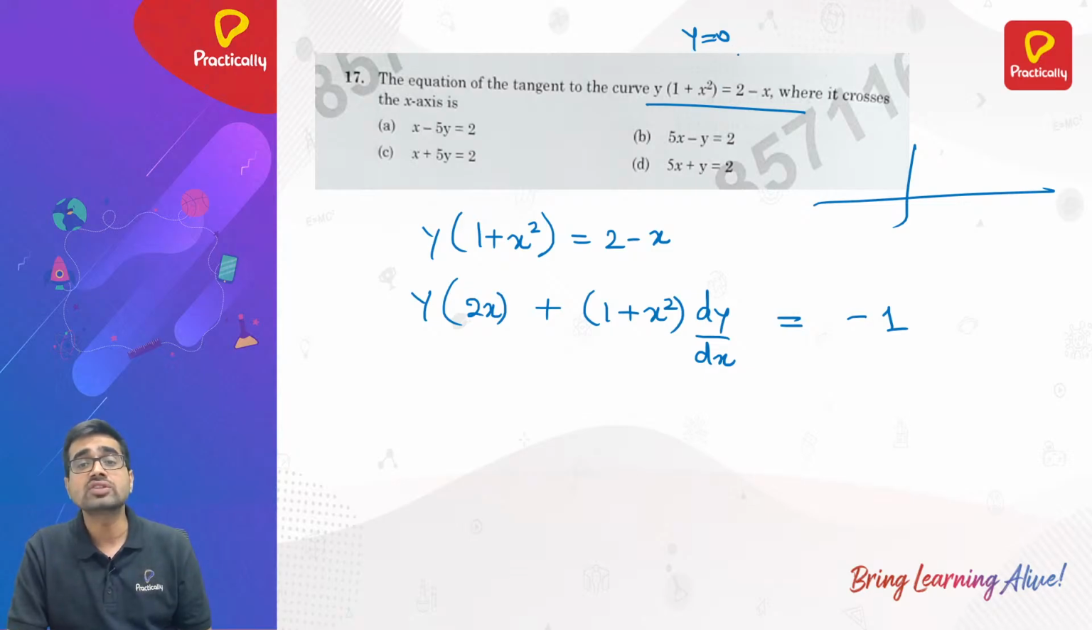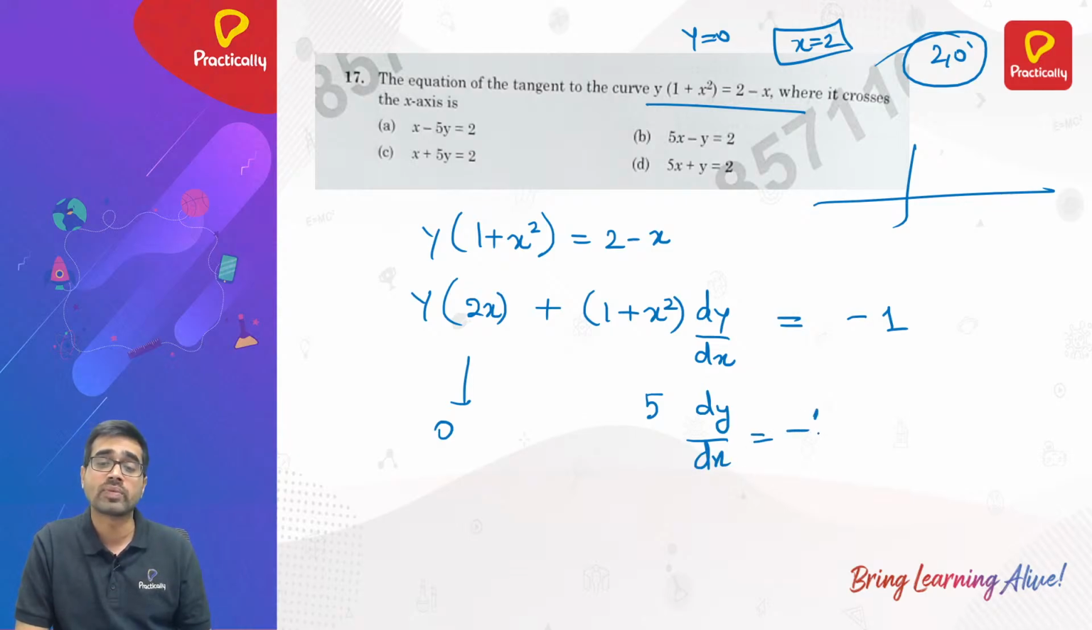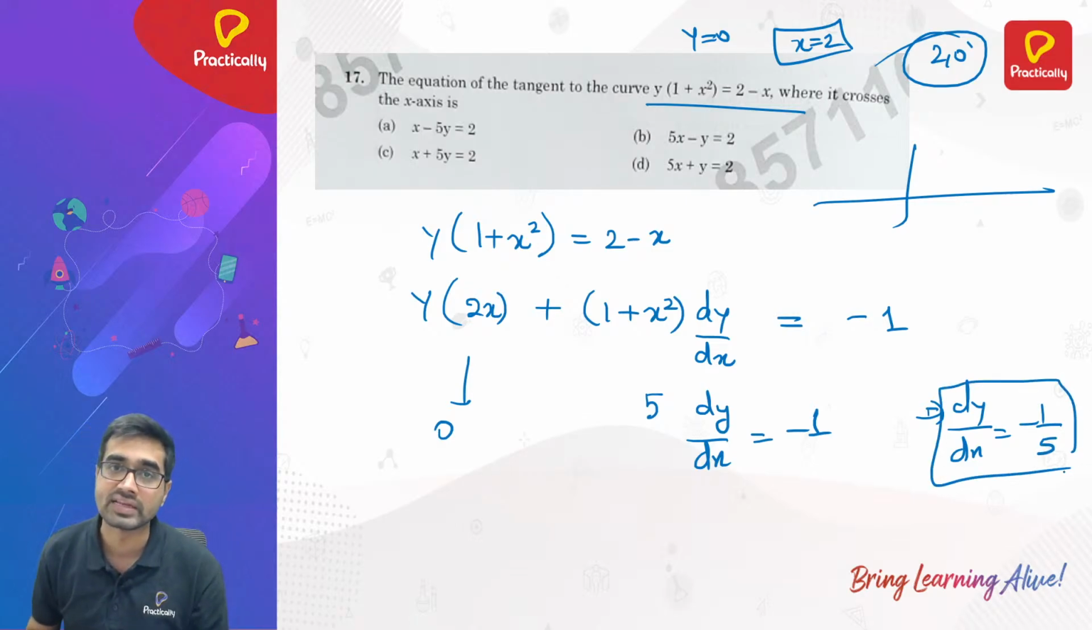So y is equal to 0, if you put, you get x equals 2. Just put, this will be gone, so x is 2. So 2 comma 0 is the point. If I put y 0, this is gone. Now if I put 2 here, I get 5. So 5 dy by dx equal to minus 1. So what is dy by dx? It is nothing but minus 1 by 5.